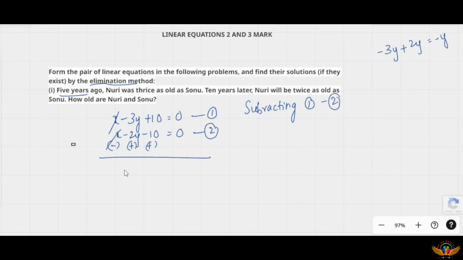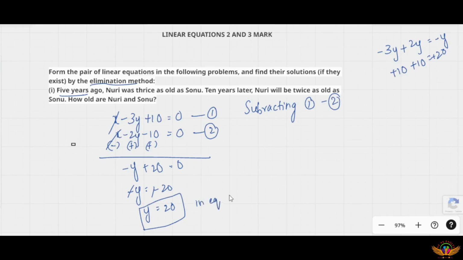Okay, so minus y. So plus 10, again plus 10. See here, plus 10 plus 10 is equals to plus 20. So plus 20 is equals to 0. So minus y is equals to minus 20 and y is equals to 20, because minus and minus will be cancelled. So the y value we got is 20. Now substitute this y value in equation number 1 or 2. Any equation you can substitute.